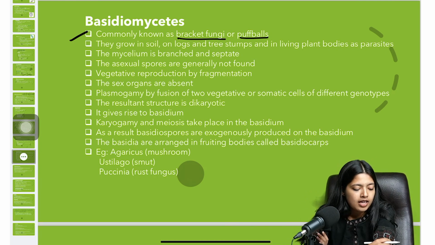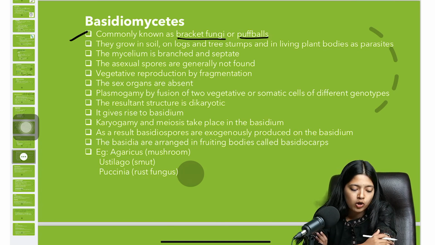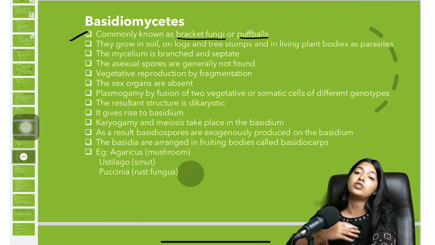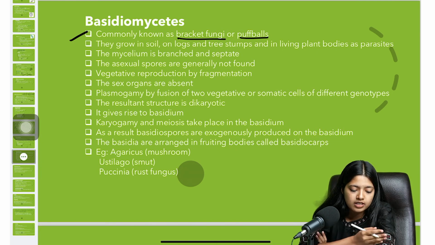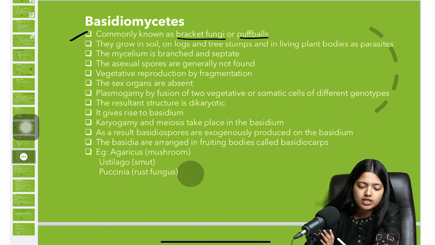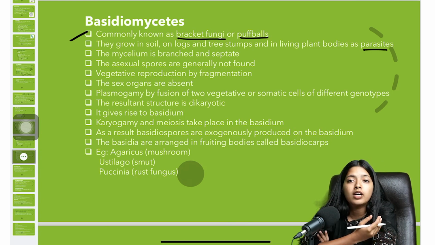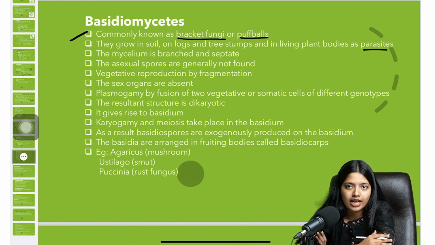They grow in soil, on logs and tree stumps and in living plant bodies as parasites. Simply, they are saprophytic. Log means the part of a tree that has been cut off. And tree stump means the part that is still remaining in the soil. They are also seen as parasites. So they are seen in soil, as saprophytes on logs of dead trees, and also as parasites, depending on living organisms. Is that clear? I hope it is clear.